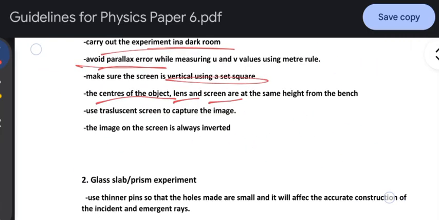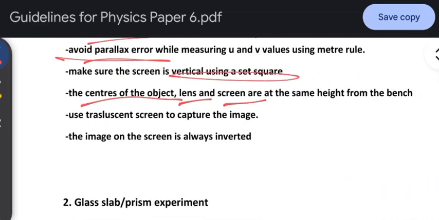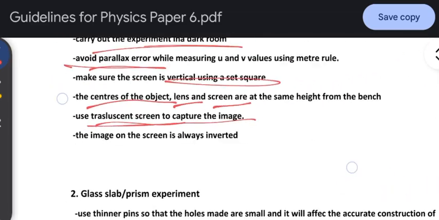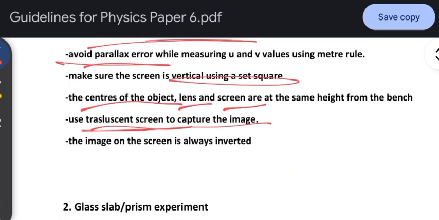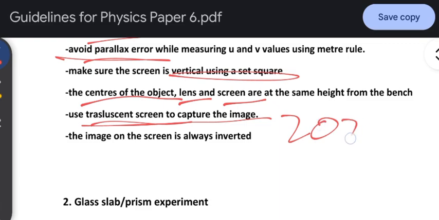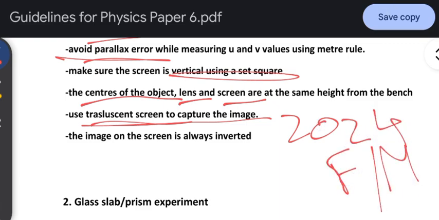Now the translucent screen is always used to capture the image. Remember this. They always ask this. What can be an error? You can say that the hand is coming in between the ruler, so you can use a translucent screen. This was asked, I think, in February, March 2024.